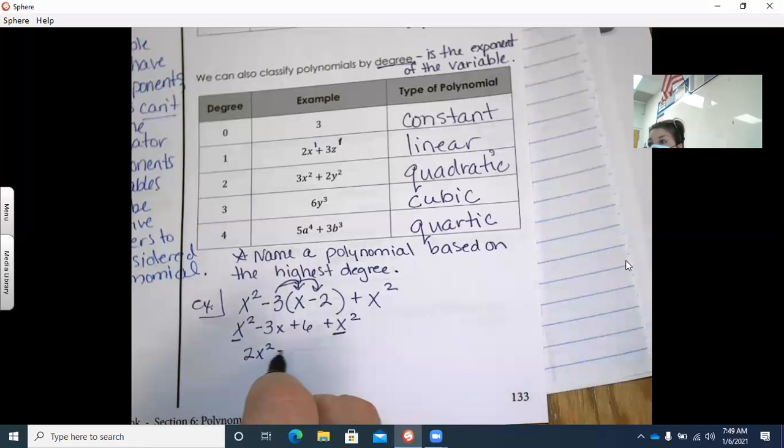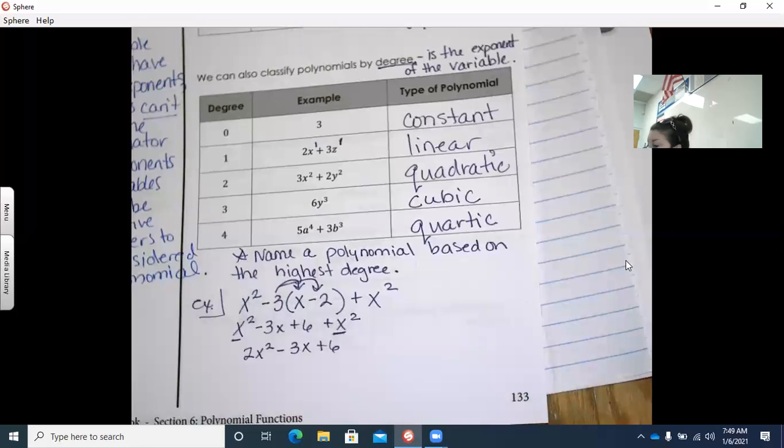You know how all year I've said, write it in standard form. You start with the highest degree down to the lowest degree. 2 degrees, 1 degree, 0 degrees. We talked about that a bunch, right? So now, how many degrees does this have?